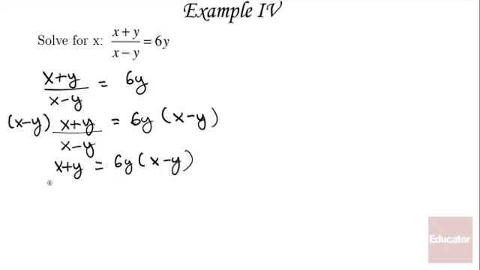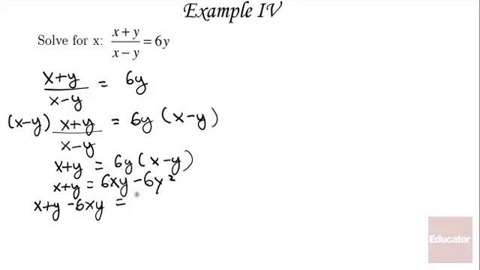I'm going to use the distributive property and change the right side to 6xy minus 6y squared. So now I have an x on the left side. I have an x on the right side, and I need to have all the variables that I'm solving for together on one side. The next thing I'm going to do is move the 6xy to the left through subtraction, subtracting both sides by 6xy.